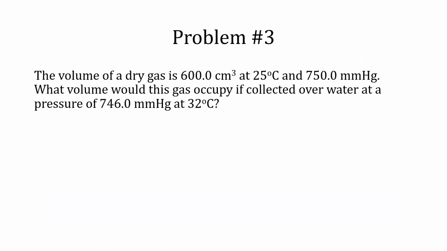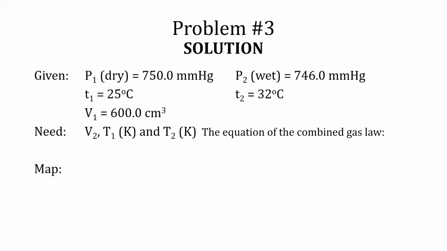Problem 3: the volume of the dry gas is 600 cubic cm at 25 C and 750 mmHg. What volume would this gas occupy if collected over water at a pressure of 746 mmHg and 32 C? It is given that the pressure of the dry gas for the initial is 750 mmHg, T1 is 25 C, V1 is 600 cubic cm, the pressure of the wet gas for the final is 746 mmHg, and T2 is 32 C.